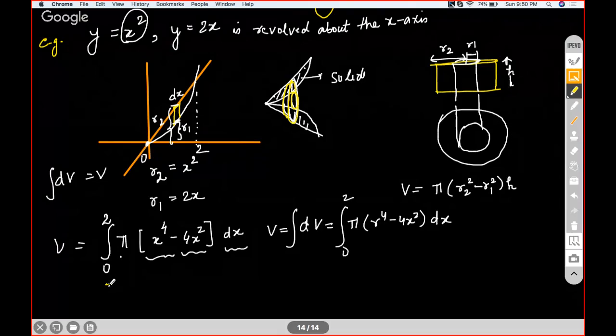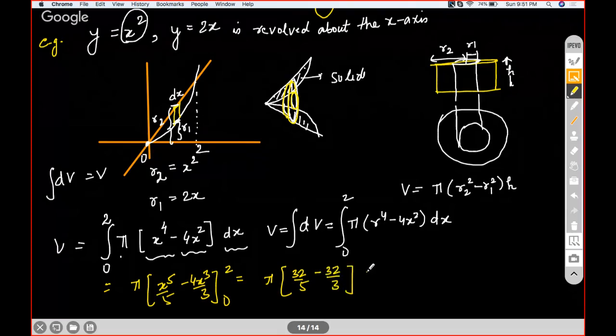Yeah. So let's find it out. So pi times x to the power 5 minus 4x cubed by 3, from 0 to 2. So it will be pi times 32 by 5 minus 32 by 3.